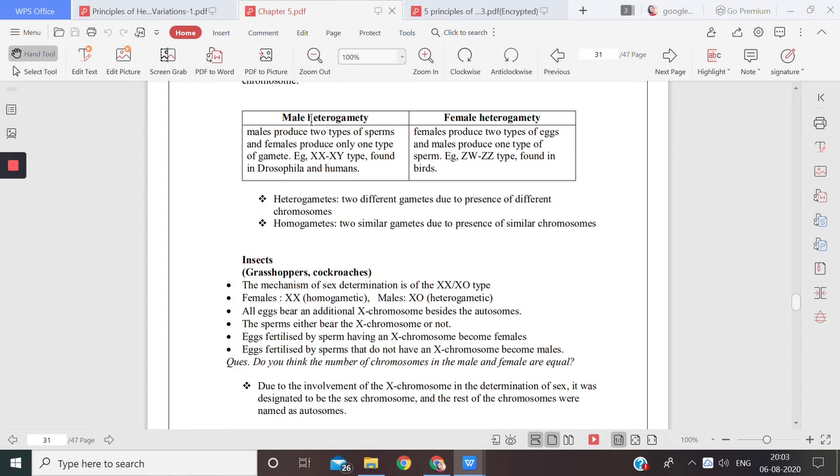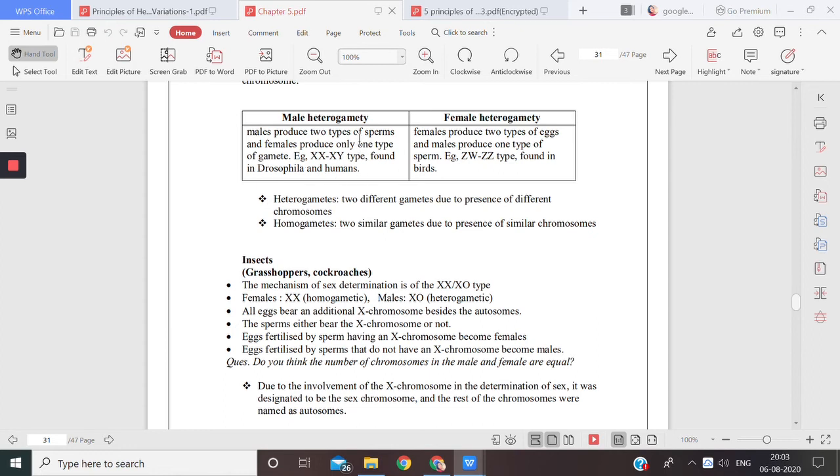So they are heterogametic. If in exams they ask you to give an example of male heterogamety, you can write Drosophila or humans as an example.